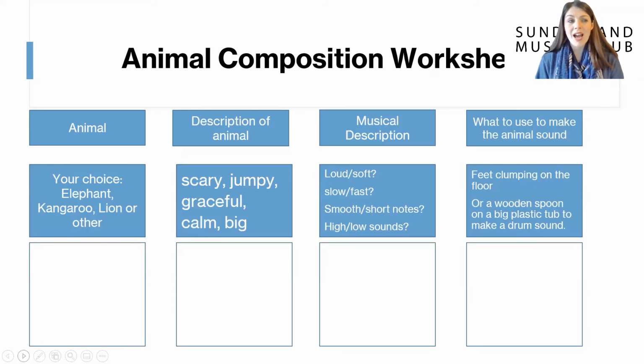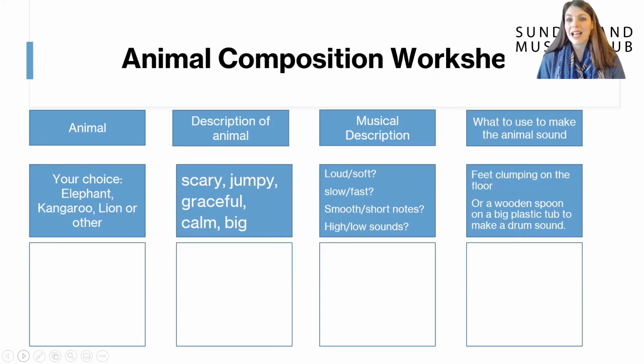There's a cuckoo and there's hens in the Carnival of the Animals, turtles. So anything you like. So I'm just going to say maybe let's start with an elephant. So I would put elephant in the box. And then the description of the animal. Is it scary? Is it jumpy? Is it graceful? Is it proud? Like the lion was quite strong and proud, wasn't he? And he was like a king. But my elephant would probably be big, clumpy. And then what musical description could we give?